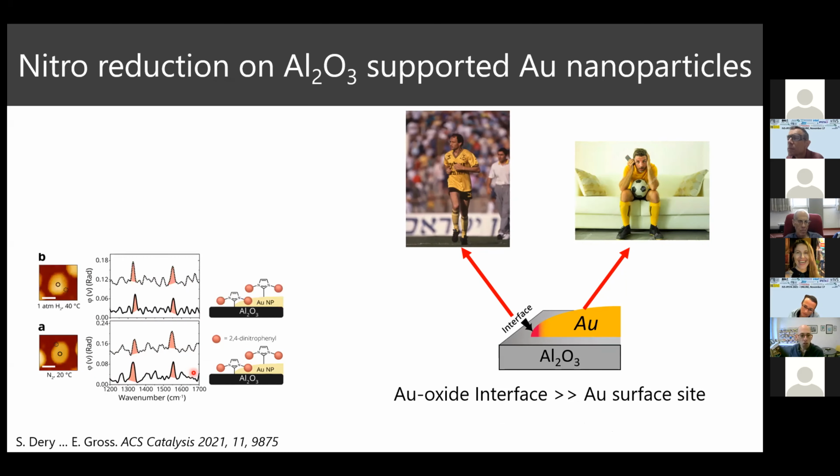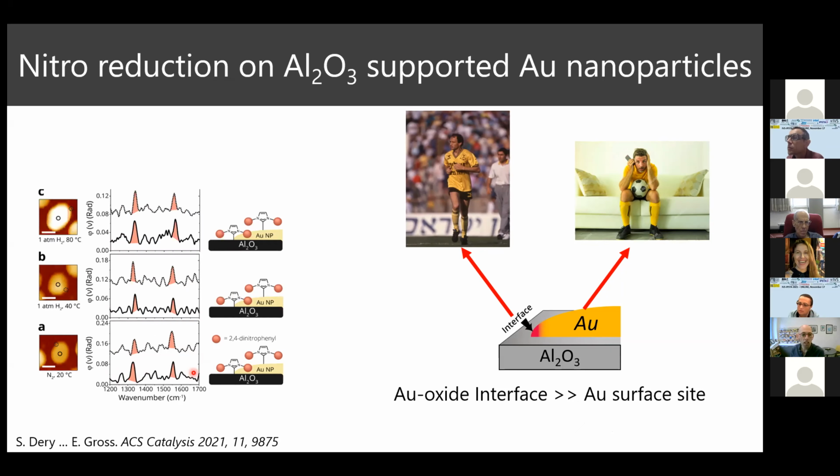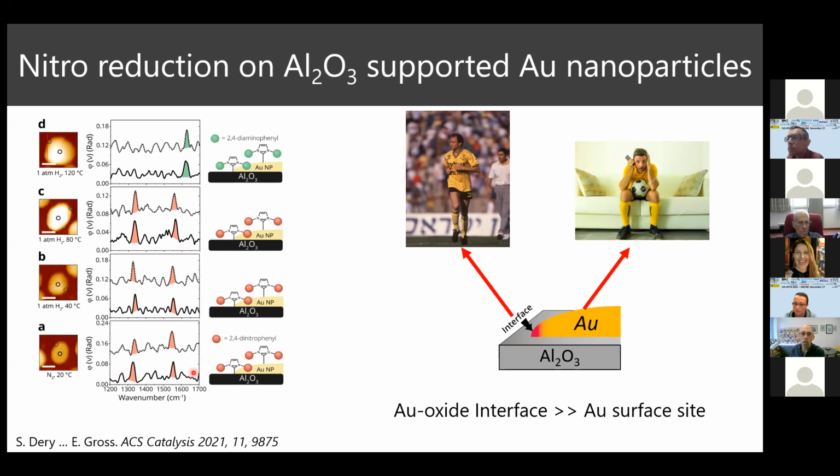We expose the sample to various reducing conditions. There is no reactivity at 40, at 80, but when we go all the way to 120 degrees, we see the transformation from neutral to amide. So we lose these two peaks and we gain a single peak, which is correlated to the NH vibration.